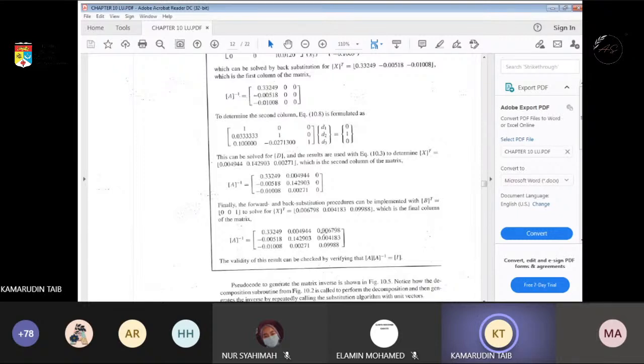Previously, how did we find the inverse matrix? We used the adjoint, and then we changed the columns to rows, rows to columns. In front of the matrix, we multiply with 1 over the determinant, if you still remember. So now we are using the LU decomposition technique to find the inverse matrix.